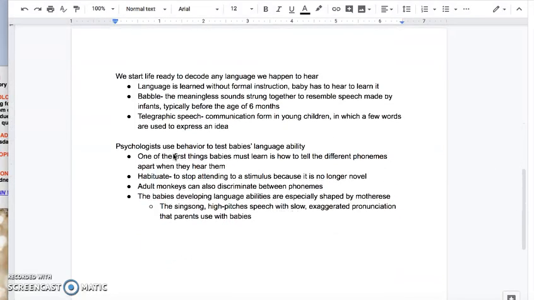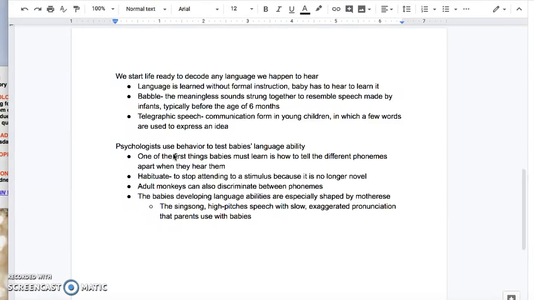We start life ready to decode any language we happen to hear. So language is learned without any formal instruction, but the baby has to hear it to learn it. Babies often use babble, which is the meaningless sound strung together to resemble speech, made by infants typically before the age of 6 months. The next thing is telegraphic speech, which is the communication form in young children in which a few words are used to express an idea.